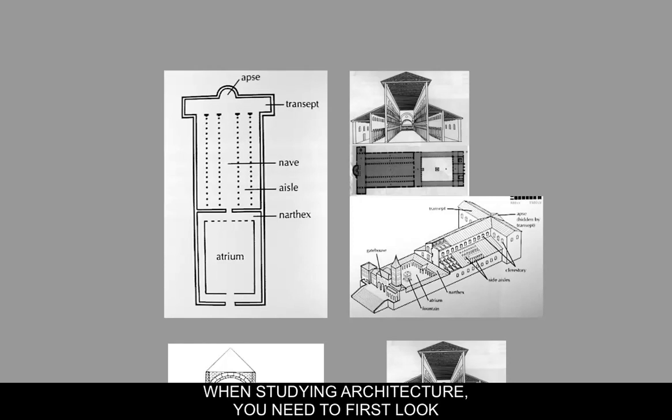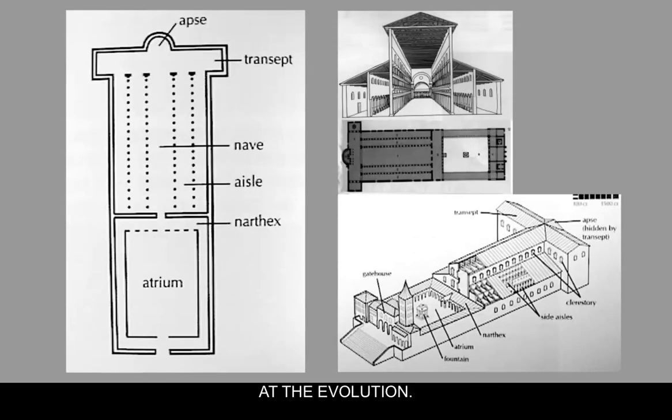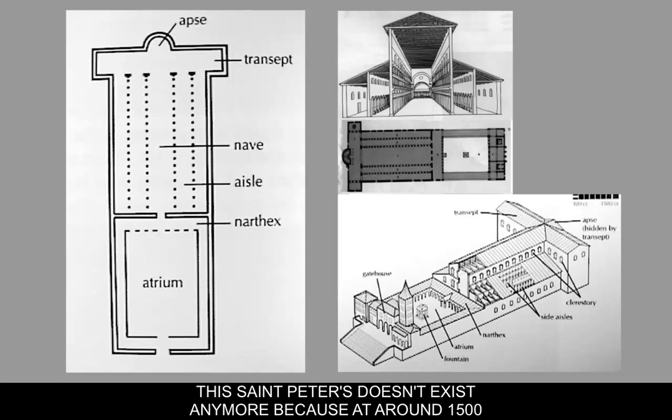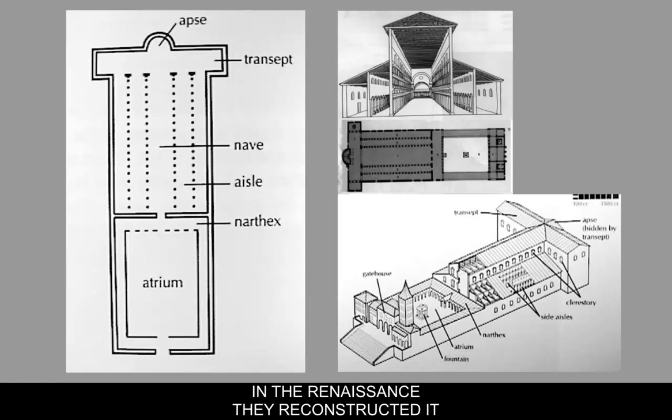When studying architecture, you need to first look at the evolution. So we're looking at the first St. Peter's that was really built around 315, 350 Common Era, under basically Constantine's patronage up on the Vatican Hill, and it's the first St. Peter's. This St. Peter's doesn't exist anymore because in around 1500, in the Renaissance, they reconstructed it and made a bigger, grander building.